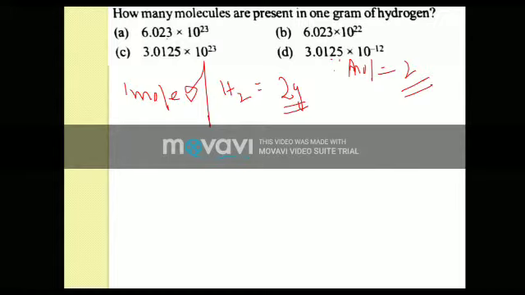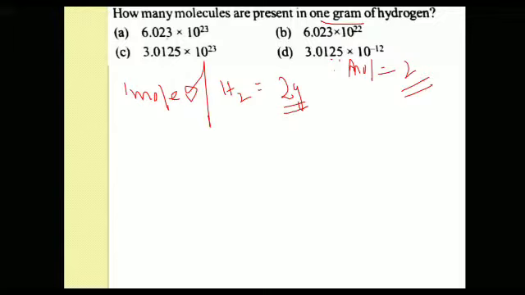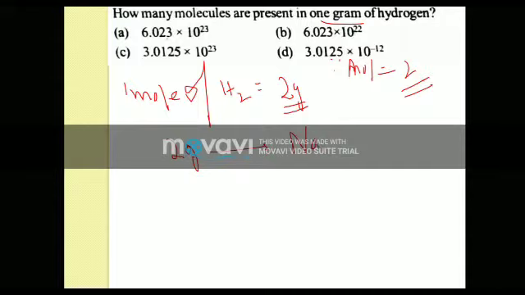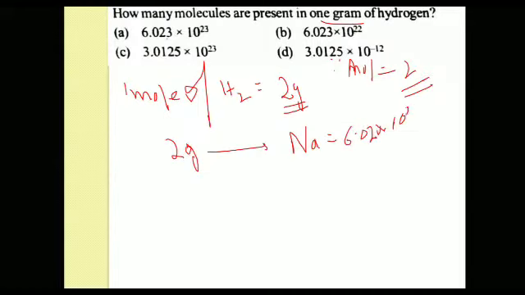So how many molecules are present in 1 gram? 2 grams will have how many molecules? Avogadro's number of molecules. And what is the value of Avogadro's number? 6.02 × 10^23. These many molecules.